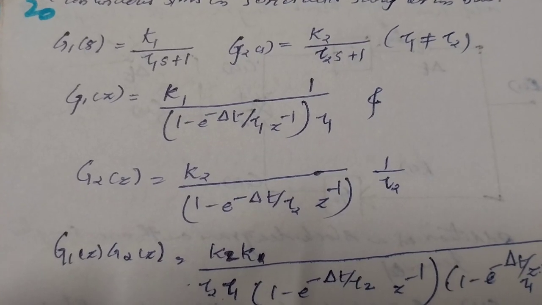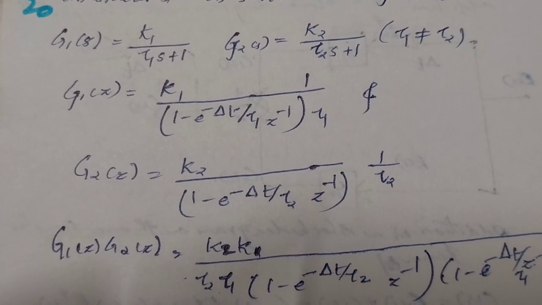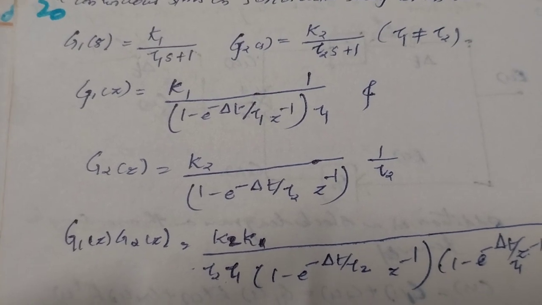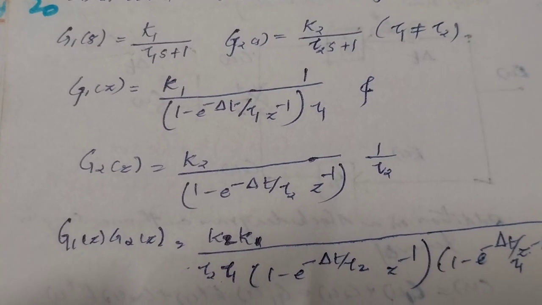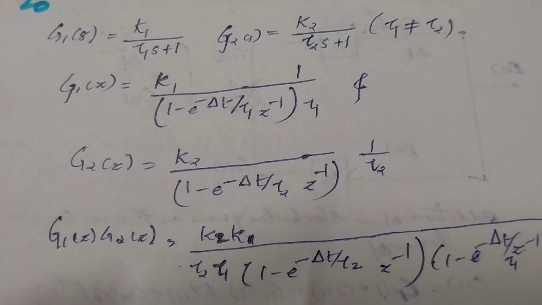G1(s) is equal to K1 divided by tau 1 s plus 1. G2(s) is equal to K2 divided by tau 2 s plus 1. Tau 1 is not equal to tau 2.